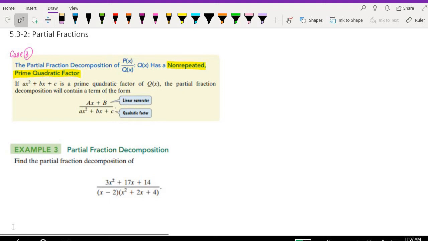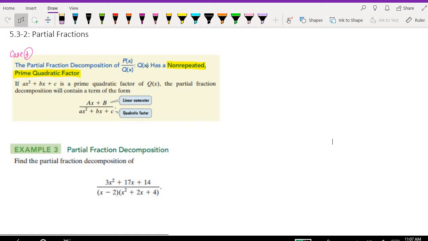Hello guys, today we're going to finish 5.3 partial fractions. We're going to take a look at cases 3 and 4. Case 3 we have here the partial fraction decomposition of p of x over q of x, where our denominator q of x has a non-repeated prime quadratic factor.